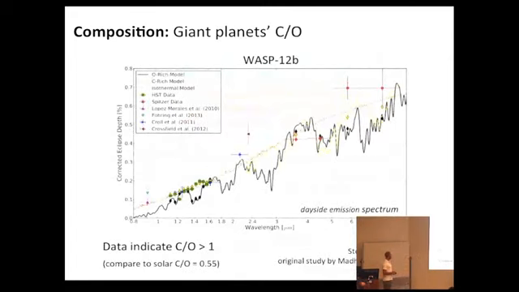And so you're probably all familiar with this classic result for a high C to O ratio for a hot Jupiter, the hot Jupiter WASP-12b. This was a result by Nikku Madhusudhan and collaborators in 2011, showing here a figure from a follow-up paper by Kevin Stevenson and collaborators. The inference of a high C to O ratio for WASP-12 is based on measurements of the planet's day-side emission spectrum.